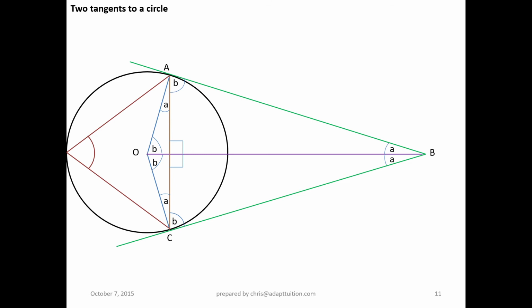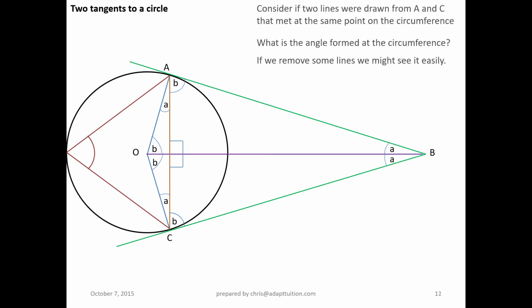So check what happened here. We drew two lines coming from A and C, and they touch this point on the circumference. Consider if two lines were drawn from A and C that met at the same point on the circumference. What is the angle formed at the circumference? Once again, if we remove some lines, we might see it more easily.